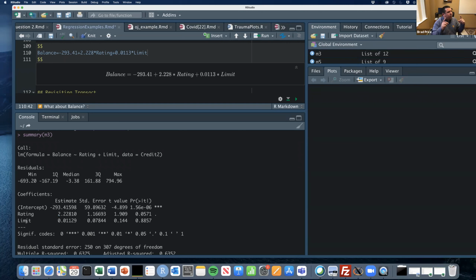The cool thing about multiple linear regression, to me at least, is that it knows what other information is available and tries to isolate the importance of that single variable. So when we talk about this slope coefficient of 2.228, what we're really saying is, given limit is in the model and I increase your credit rating by 1 point, we expect your balance to increase by 2.228, given limit is held fixed and in the model, given your credit limit did not change.